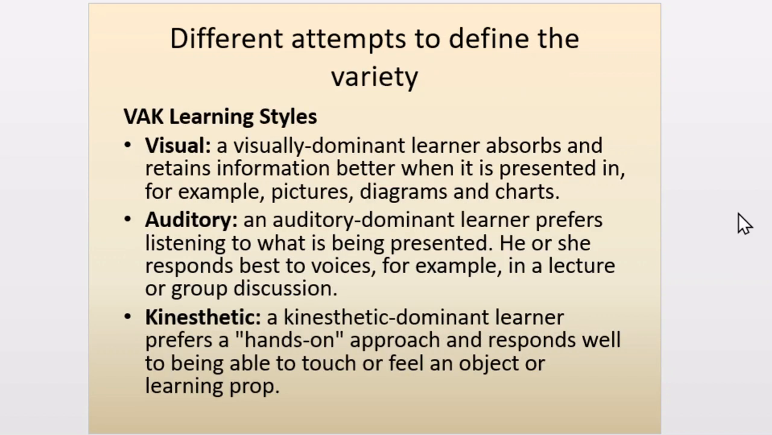There have been many attempts to define this variety, and today we look at two of such attempts so that we'll have a general idea about what we call learning styles or learner differences. The VAK learning styles explains that there are three different kinds of learners. Some are visual, who are visually dominant learners who absorb and retain information better when it is presented in, for example, pictures, diagrams, and charts.